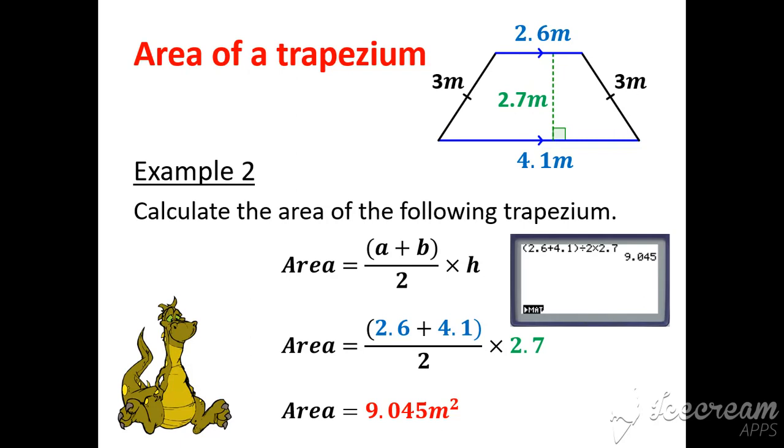What does that mean? Once again, it means I need to think of a big square that's a meter long by a meter high, and I need just over 9 of those. I need 9.045 of them to fit inside the trapezium above.